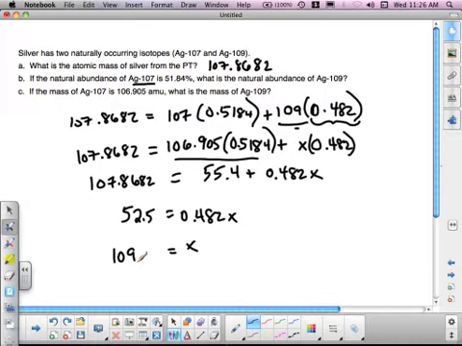All right, so I'm going to do it again. 106.905 times 0.5184. There we go. All right, so I'm going to write this down here, 55.4196. All right, so then we'll subtract from both sides.